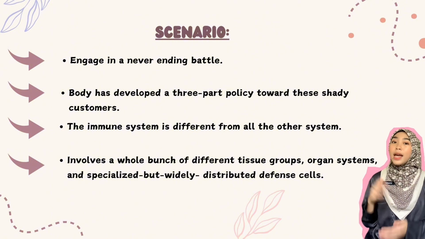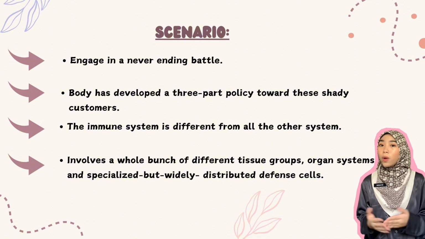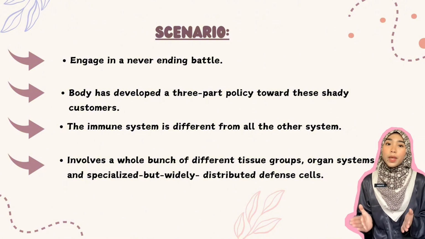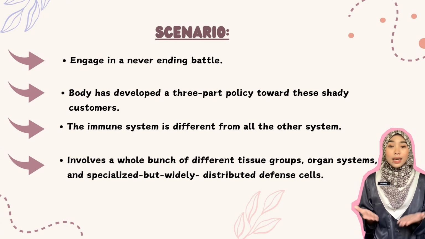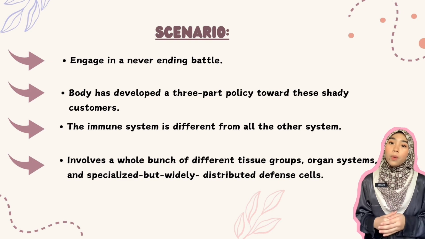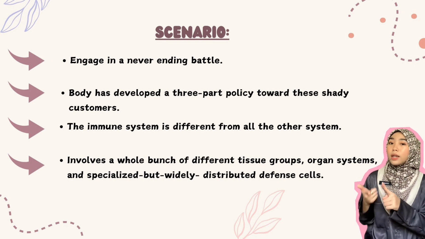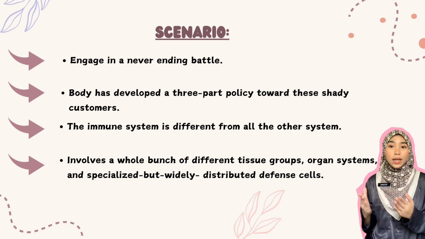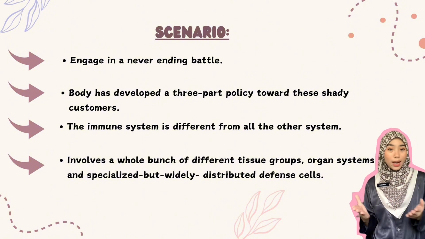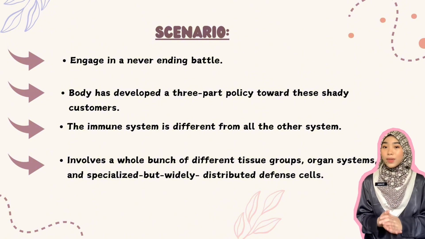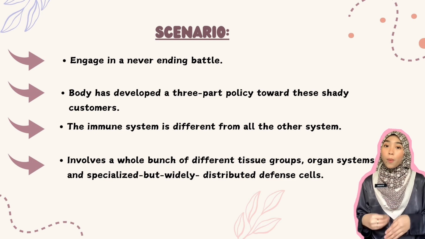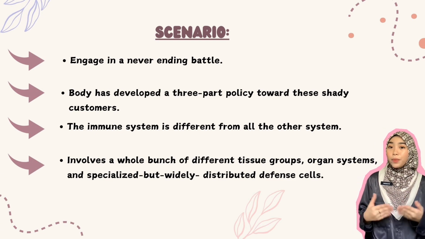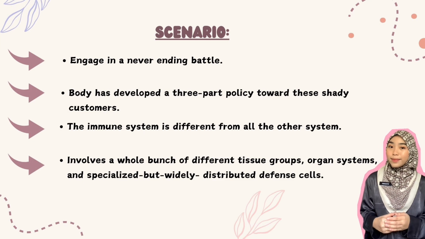immune system. The immune system is different from all the other systems that we have talked about, and it is not a specific tissue organ system kind of system. Instead, it involves a whole bunch of different tissue groups, organ system, and specialized but widely distributed defense cells. Together, this league of extraordinary substances joins forces to perform all of the defense function your body depends on to keep you alive in an incredibly germy world.